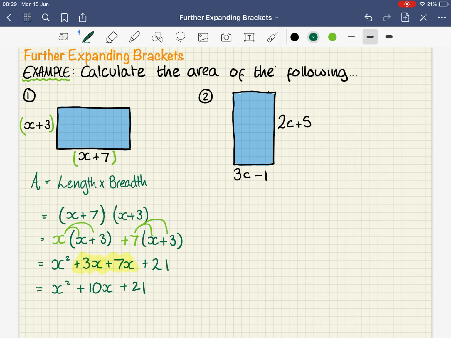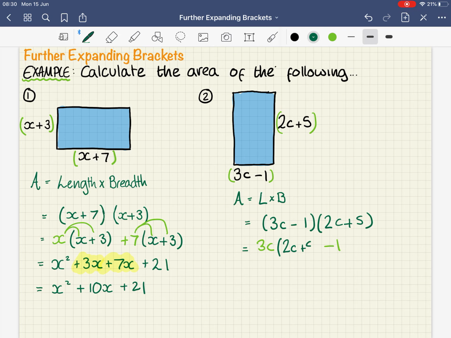Okay, so same idea for question 2. So remember, we're doing our length times breadth. I'm going to put my brackets in around my little expressions for each side. So I'm going to have 3c minus 1, 2c plus 5. And expanding my bracket, breaking apart the first one, so I've got 3c minus 1, and then 2c plus 5.